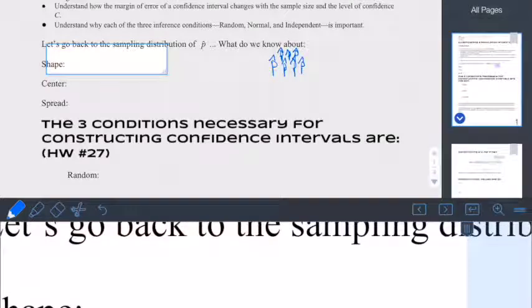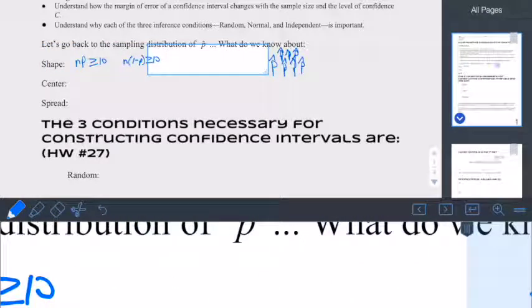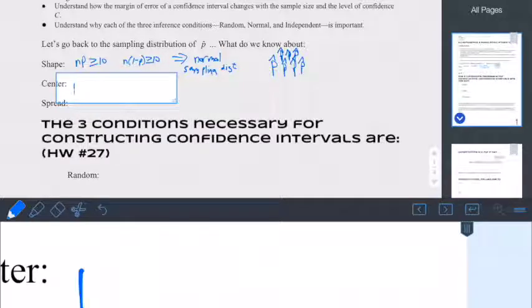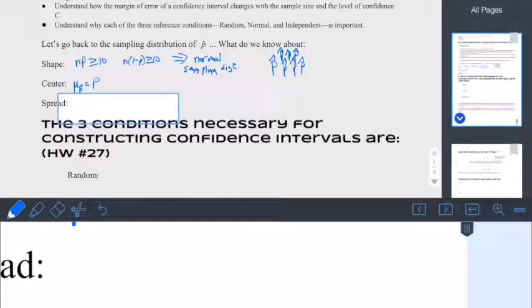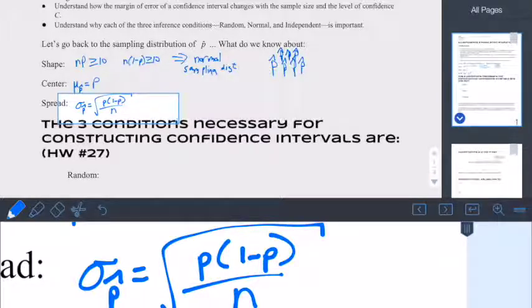We know that we'll have a normal shape if np is greater than or equal to 10 and n(1 minus p) is greater than or equal to 10. We know that the center, mu of p hat, is p, our population proportion. And the spread, that standard deviation of p hat, is the square root of p(1 minus p) over n, all of that. We've seen all of this before, and there's nothing new.